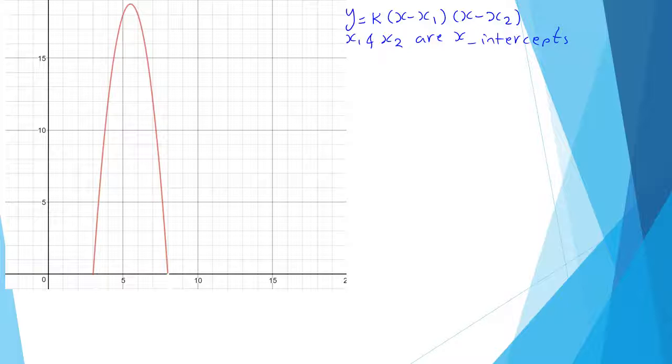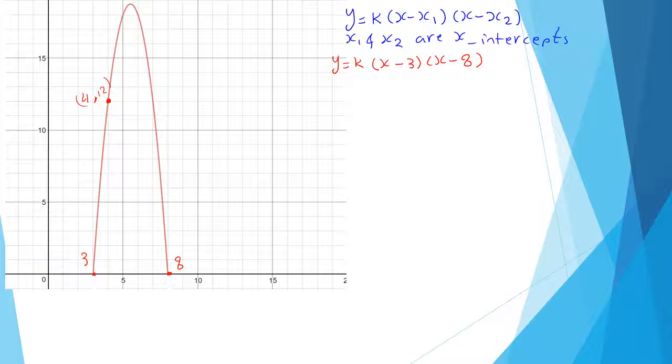So I'll write the equation like that, y equal k. Now the first x-intercept is 3, the second x-intercept is 8, so I would write it as (x minus 3) and (x minus 8). Now I need to locate another point to find the value of k, and the point that I will use is this one here because it's whole numbers, so x is 4 and y is 12.